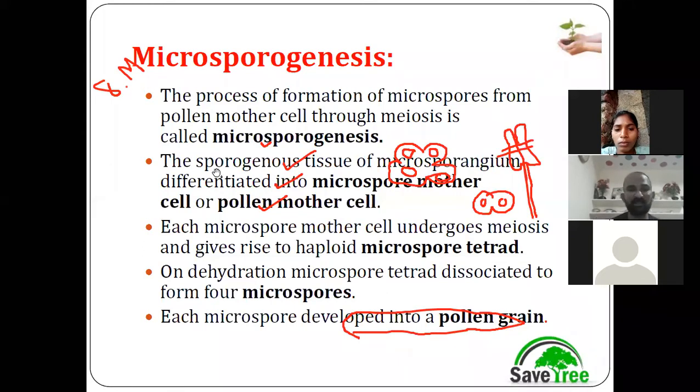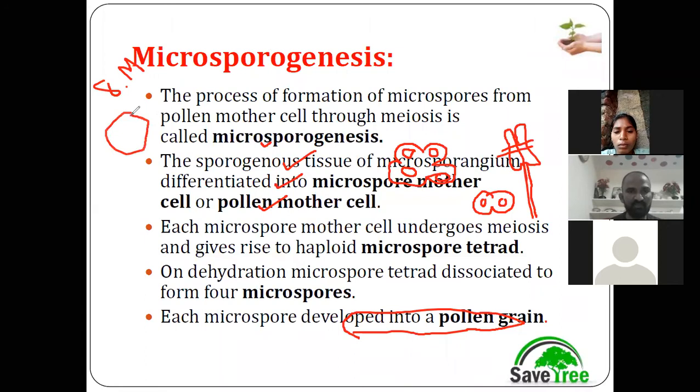Just see here, for example, this is a microspore mother cell, which is also called a pollen mother cell. It is in a sporangium. This sporangium mainly consists of a number of sporogenous tissue cells. The sporogenous tissue undergoes division, and finally they produce the cells called microspore mother cells, which are also called pollen mother cells.